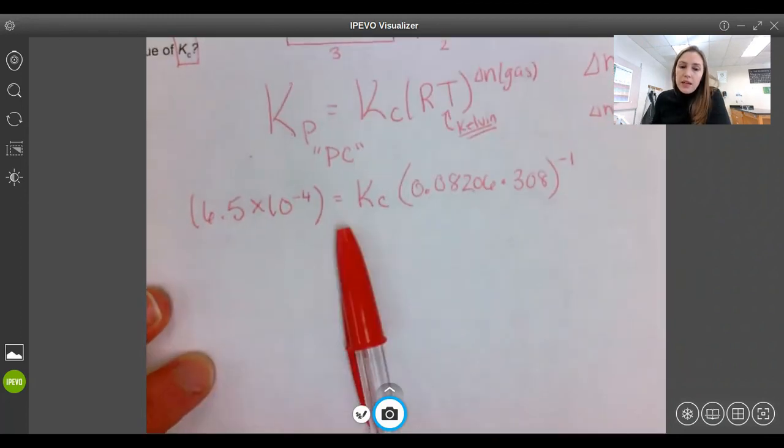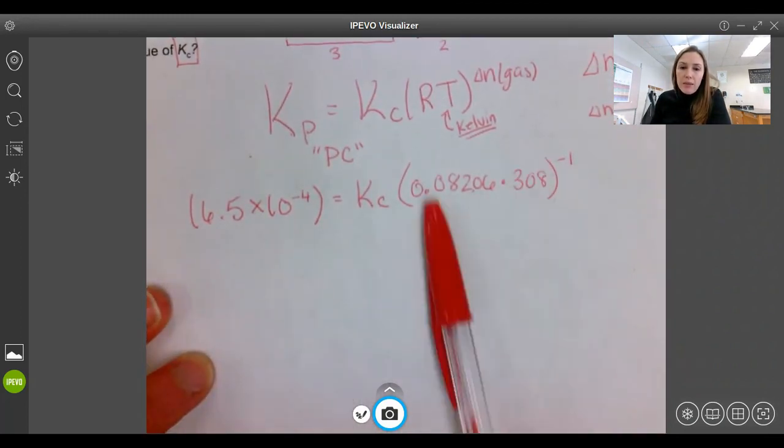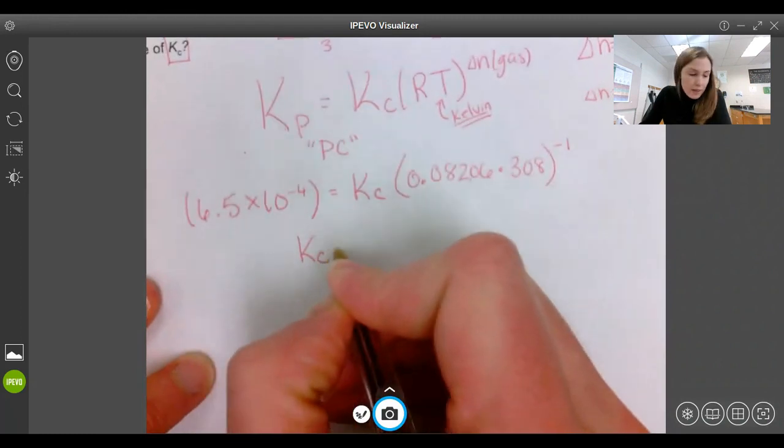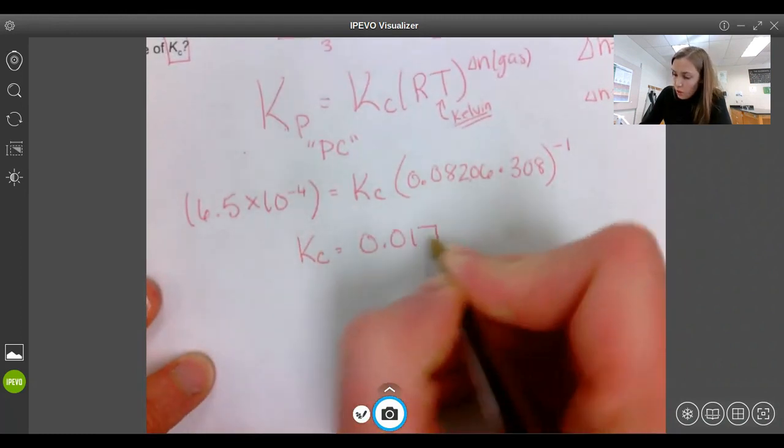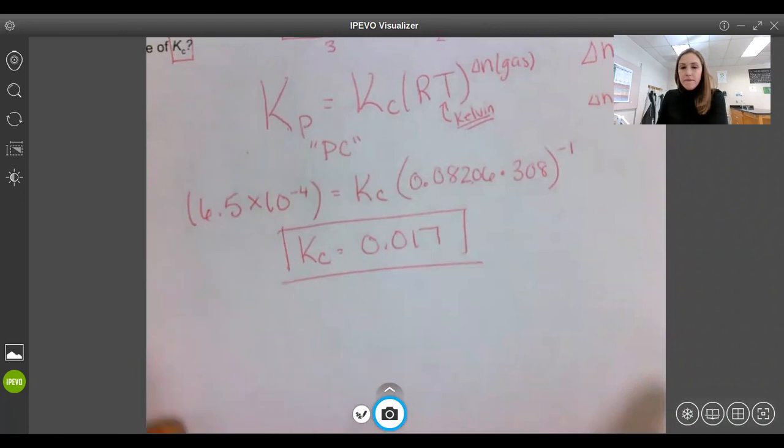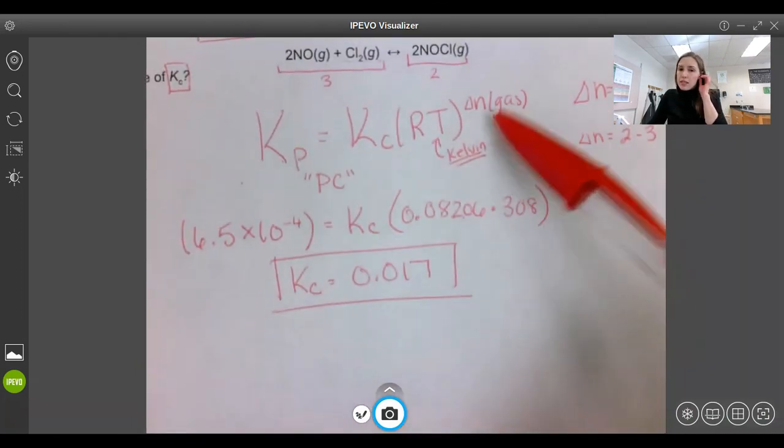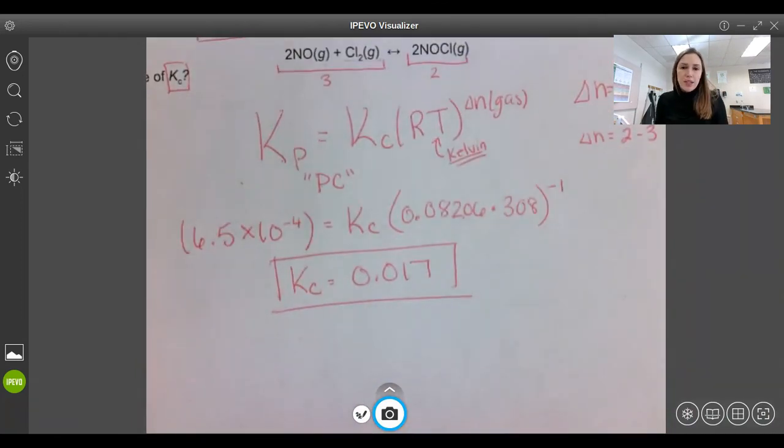Okay, and if I take my Kp value, I divide it by this value, you will find that Kc here is 0.017. So you want to get comfortable with using this and especially figuring out that delta N. So that is just a recap of what we've done so far in equilibrium. Next lesson, we're moving on to our equilibrium concentrations involving ICE tables.